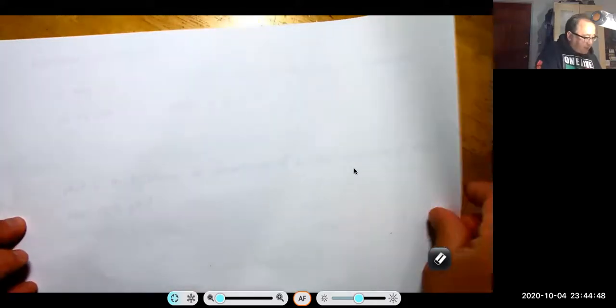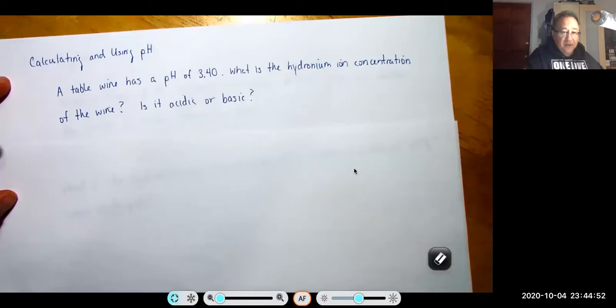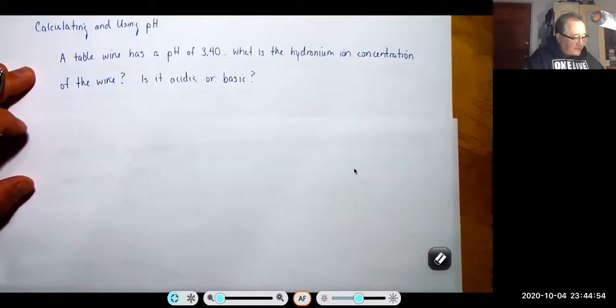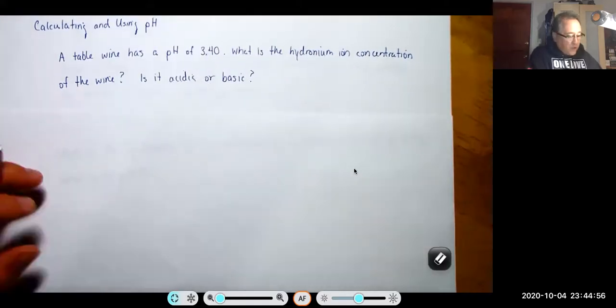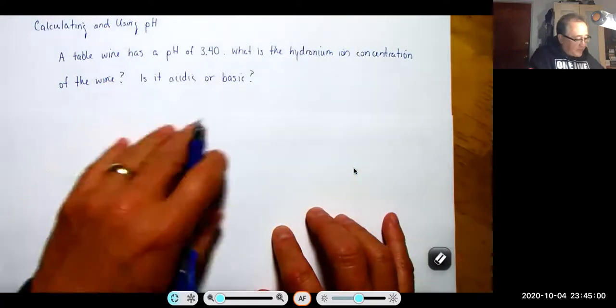Put that to the side, and we're going to look at the next problem. Calculating and using pH. A table wine has a pH of 3.4. What is the hydronium ion concentration of the wine? Is it acidic or basic?